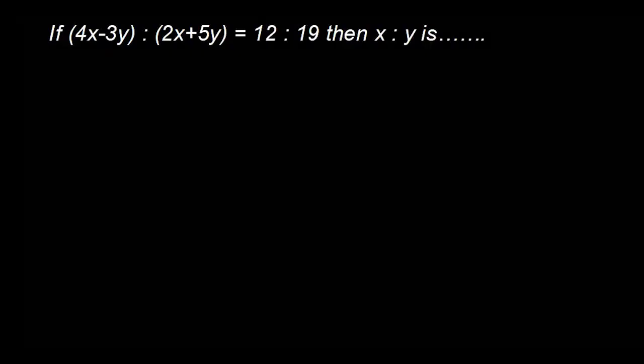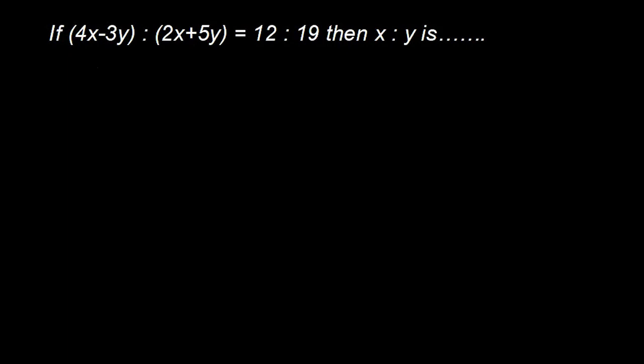If 4x minus 3y ratio 2x plus 5y equals 12 by 19, or 12 ratio 19, then what is the value of x is to y? I think this is an easy one. So let's start. 4x minus 3y, let's write it in this manner: 4x minus 3y divided by 2x plus 5y is equal to 12 by 19.